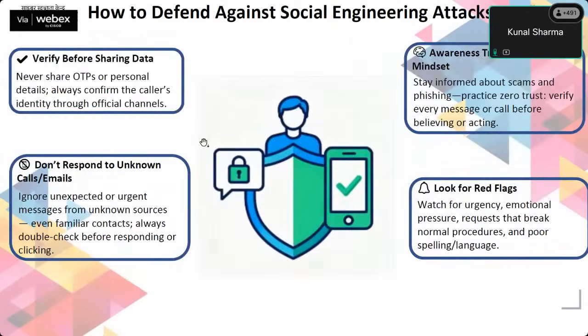So what are the defenses? Verify before sharing the data. Don't respond to unknown calls or emails. Always have a verification method where you will call. Stay informed about these scams. Actually, the major thing you should note is you should study, you should read newspapers, because these kinds of attacks are known and come in newspapers day in and day out. So if you are knowledgeable about such attacks, you will not fall prey to them. And you should always look for these red flags like urgency, emotional pressure, breaking normal procedures, and a lot of other stuff. So these are the mitigation measures.